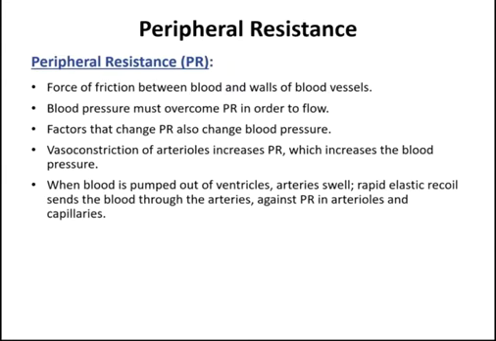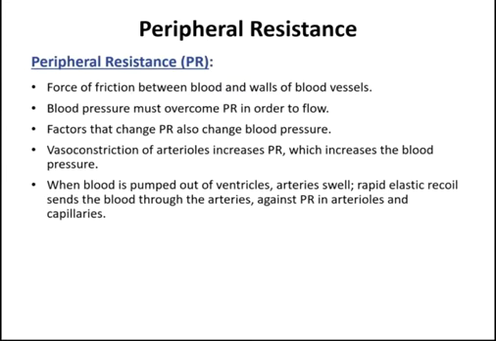Factors that change the peripheral resistance will also change your blood pressure. Vasoconstriction of the arterioles, remember we can constrict and dilate the arterioles, will increase peripheral resistance when they get tighter. That's going to make the blood hit the walls much more often as it goes through the pipe, and that's going to increase blood pressure.